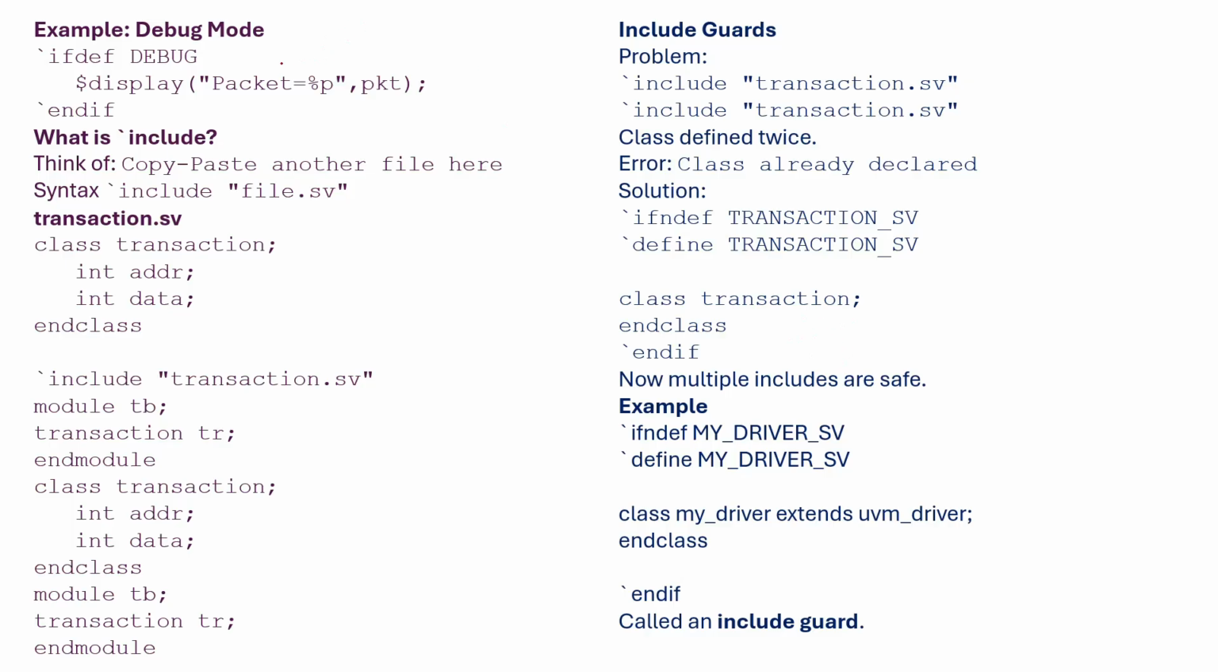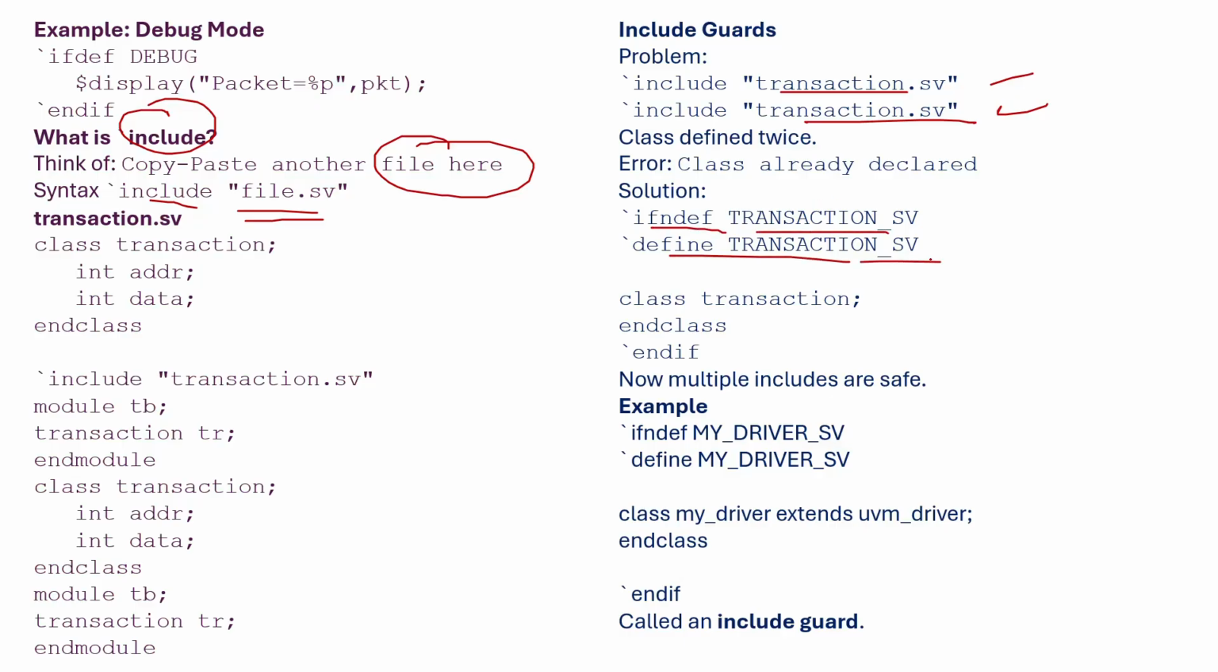Same thing for debug mode with tick ifdef, a copy-paste method. Tick include: what is the use of it? Tick include is used when one file is somewhere else. If file.sv is there, tick include file.sv means that file will be added on your TB side. See, transaction class is there and I'm including this transaction class, with tick define transaction.sv. If not defined, it will work; if defined, it is working. Remember this.